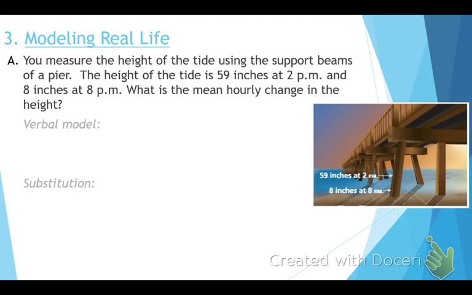For the first modeling real life problem, it says you measure the height of the tide using the support beams of a pier. The height of the tide is 59 inches at 2 p.m. and 8 inches at 8 p.m. What is the mean hourly change in the height?